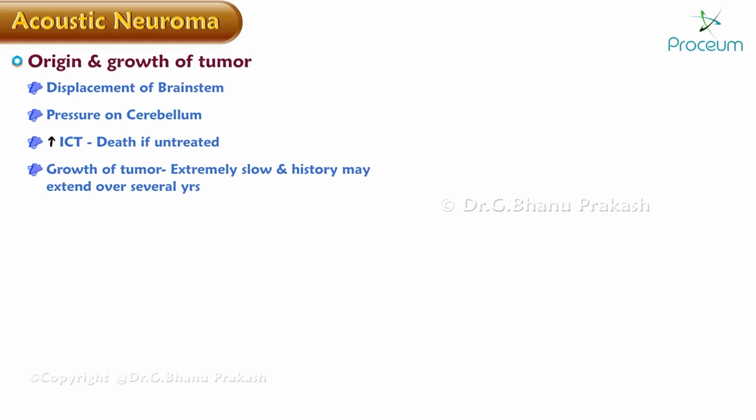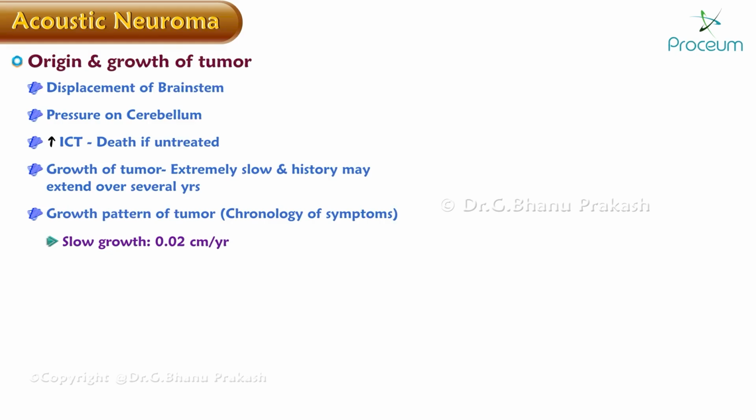It's necessary to know the growth pattern of the tumor because it determines the chronology of symptoms. The growth patterns are slow growth, 0.02 centimeter per year, medium growth, 0.20 centimeter per year, and fast growth, 1 centimeter per year.